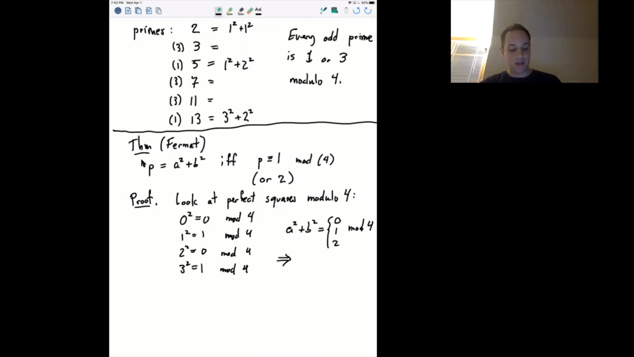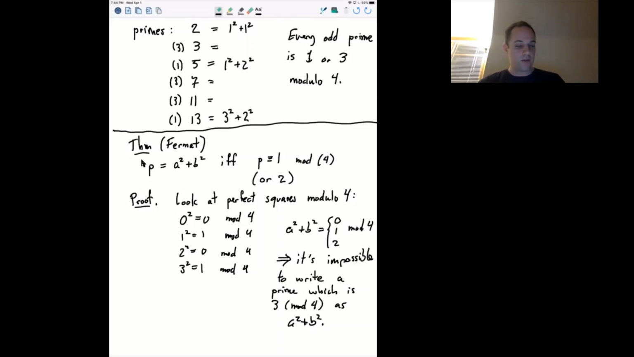So this implies that it's impossible to write a prime which is 3 mod 4 as a squared plus b squared. Okay, so that's one direction of this theorem, and that's what's called the trivial direction. Because if you're familiar with modular arithmetic and how that works, then it just comes down to doing this check that I just wrote down. Okay. So the point is that when you write a sum of 2 squares, the answer is always either 0, 1, or 2 mod 4. So you can't possibly get a prime that's 3 mod 4.